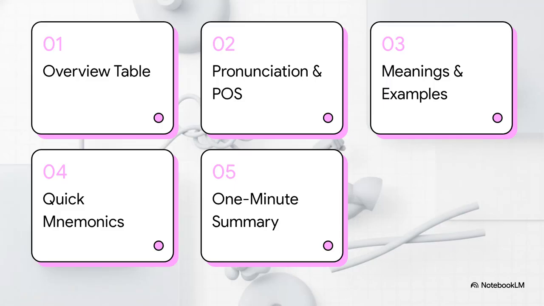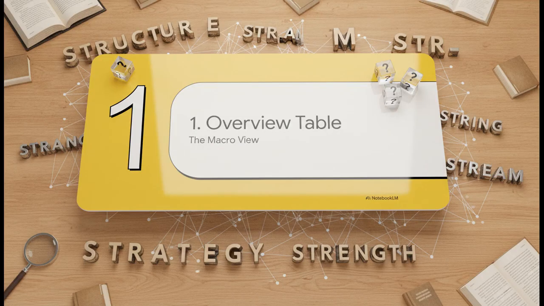So, here is our roadmap for today. We'll start with an overview table, then look at pronunciation and parts of speech, dive into meanings and examples, go over some quick mnemonics, and finally wrap it all up with a 1-minute summary. Let's kick things off with Section 1, the overview table, the macro view.